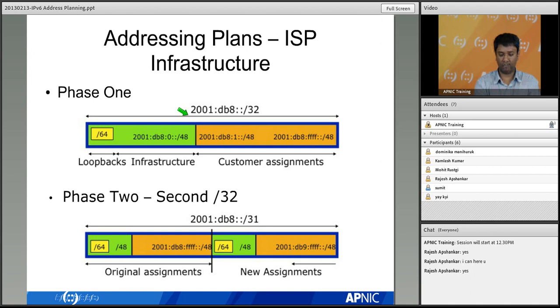But if you start your infrastructure from here, then your customer from here, and then again infrastructure from here, customer from here, then you lose that aggregation option between your infrastructure and your customer. Make sense? So that is the best practice rule that you can follow when you do that address plan.